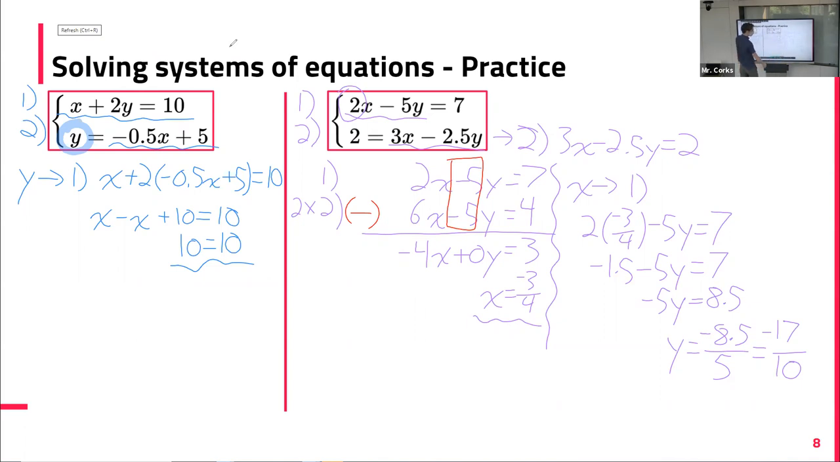Okay, so I've kind of run out of space, but our final solution here would be the point negative 3 over 4, we have both fractions, negative 3 over 4 and negative 17 over 10, or as decimals, negative 0.75 and negative 1.7. So either way. On the right is just a point. It's a single solution. So just one point of intersection between those two lines. And on the left, we have no constraints, so an infinite number of solutions.